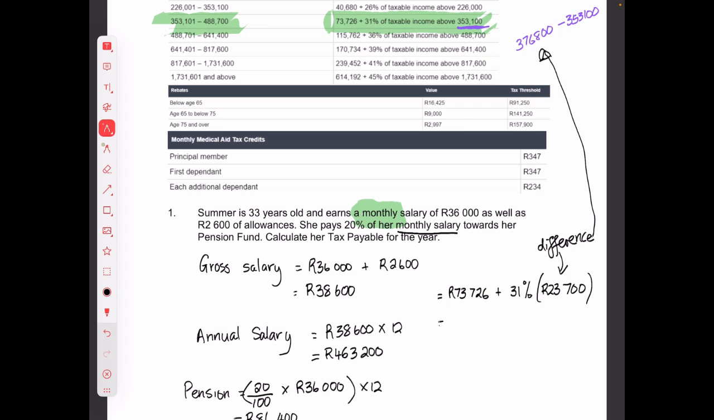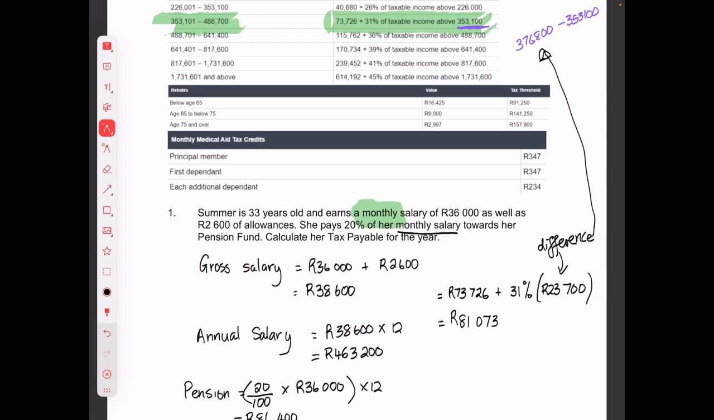And then let's work that out. So we have 73,726 plus 31% times 23,700. Okay, and I end up with 81,073 Rand. Now that's the tax that I'm going to be paying for the year.